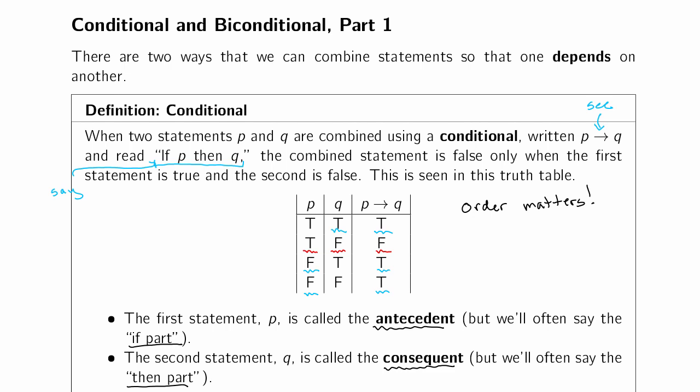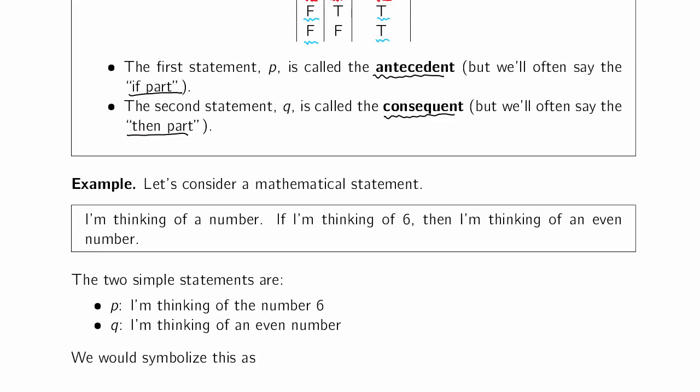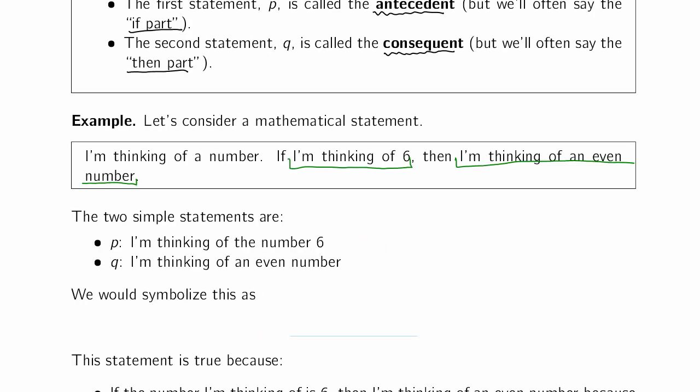So let's consider a mathematical use of this if-then. Suppose I'm thinking of a number. If I'm thinking of the number 6, then I'm thinking of an even number. This is made of the simple statements, I'm thinking of the number 6, and I'm thinking of an even number. And we can symbolize it as if P, then Q.